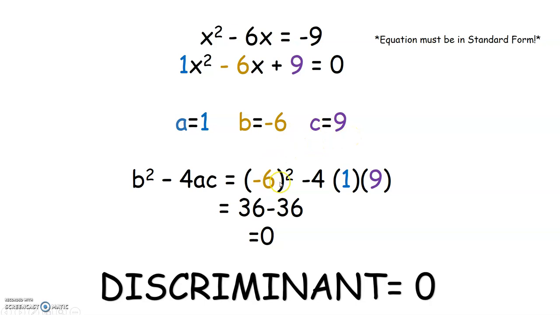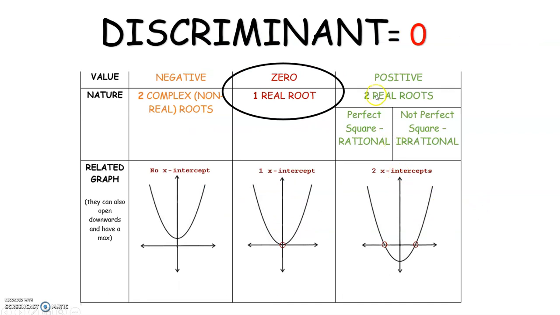So now I have negative 6 squared minus 4 times 1 times 9. So negative 6 squared is a positive 36. 4 times 9 is 36, and I'm subtracting it. So 36 minus 36, I literally get 0. So the value of my discriminant here is 0, meaning I only have one root.